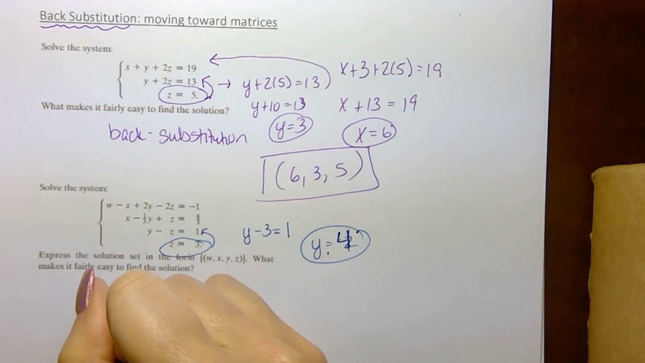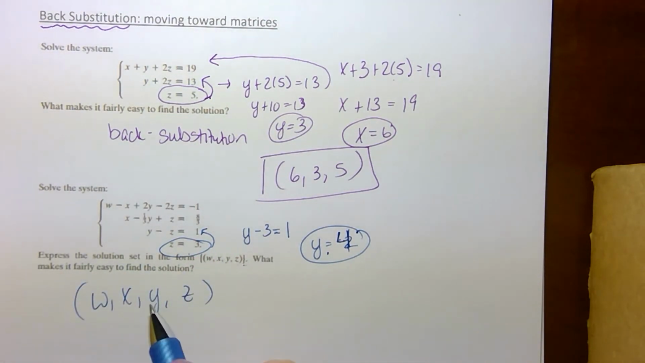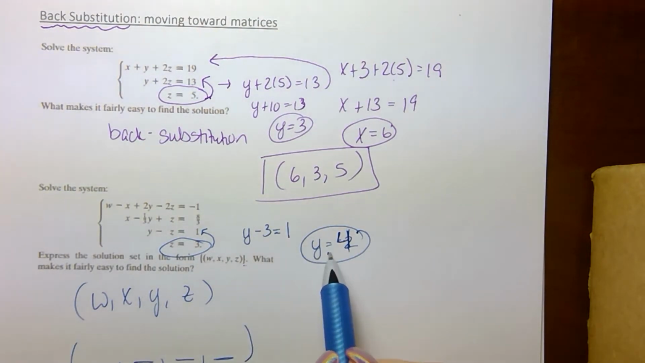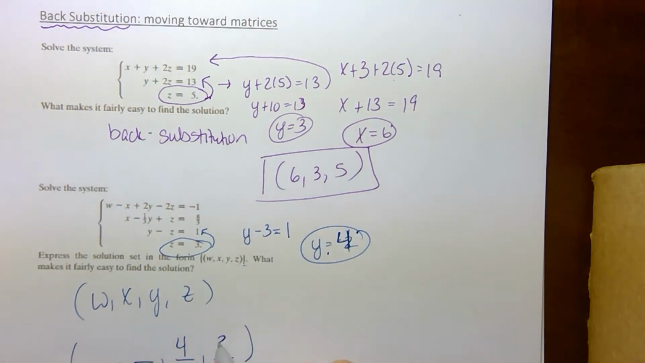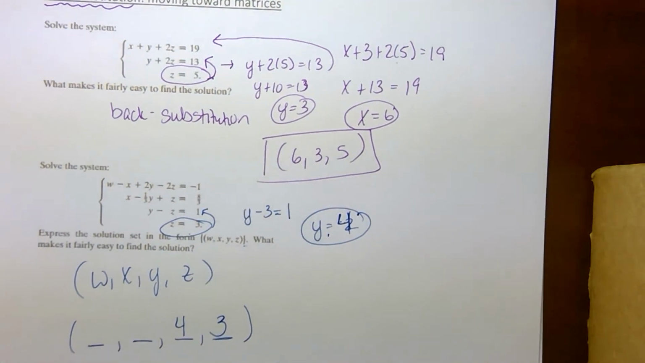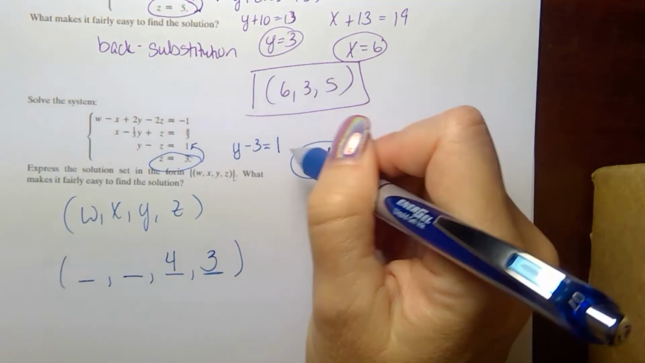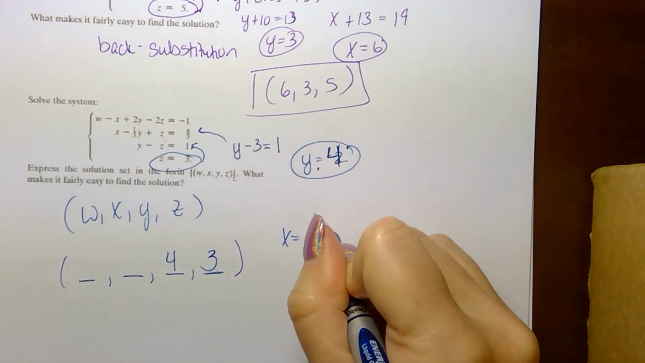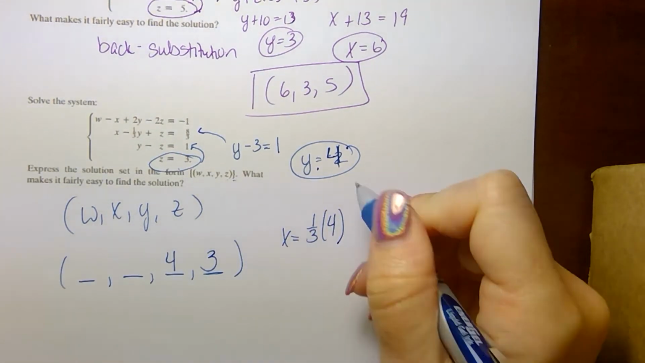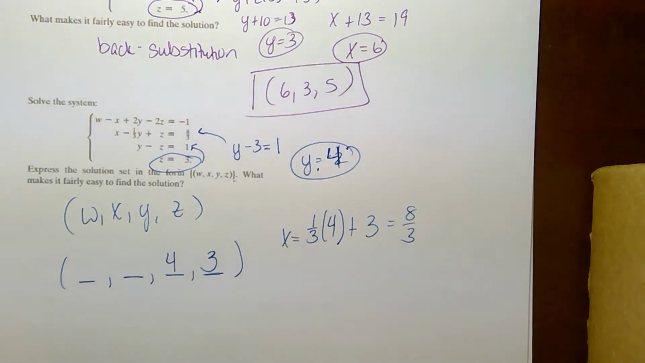We're looking for w, x, y, z as our ordered 4 variable system. We know that y is 4 and z is 3. So we have the last 2 values, and we need to find w and x. So I know z, I know y. I'm going to go back up again and solve for x. So x minus 1/3 y plus z equals 8/3.